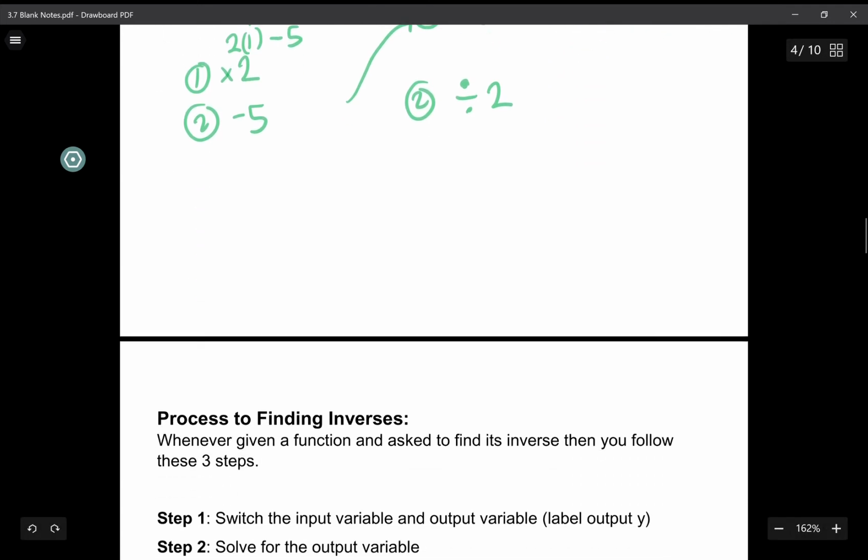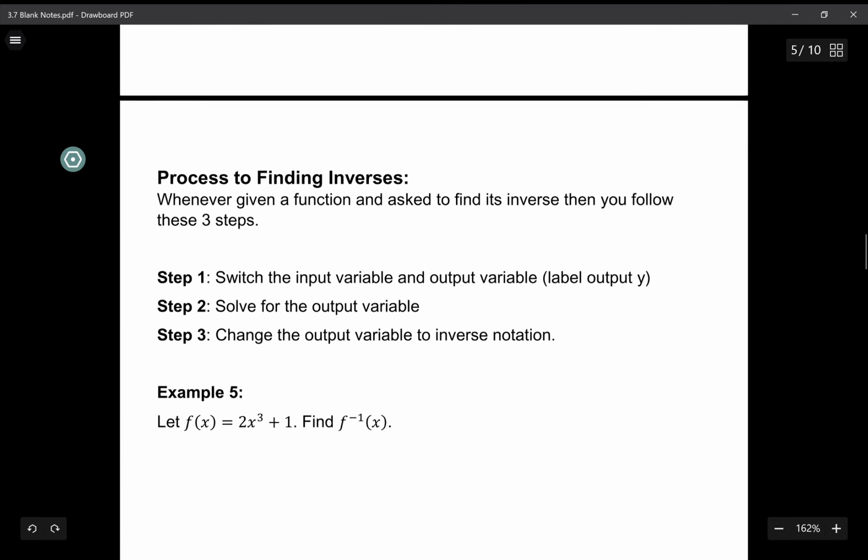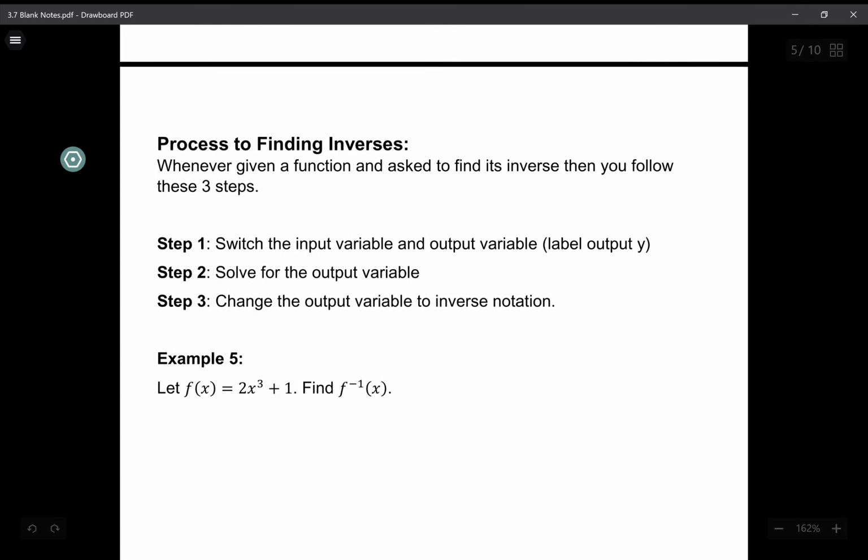Luckily, there's a nice slick little algorithm that you can use to help find inverse functions. So here are the 3 steps in the algorithm. Step 1 is just to switch the input and output variables. So if we're using x's and y's, I write all the x's as y's and the y's as x's. Then you solve for the output variable. So solve for y and then change it to inverse notation. And I'll do an example right now.